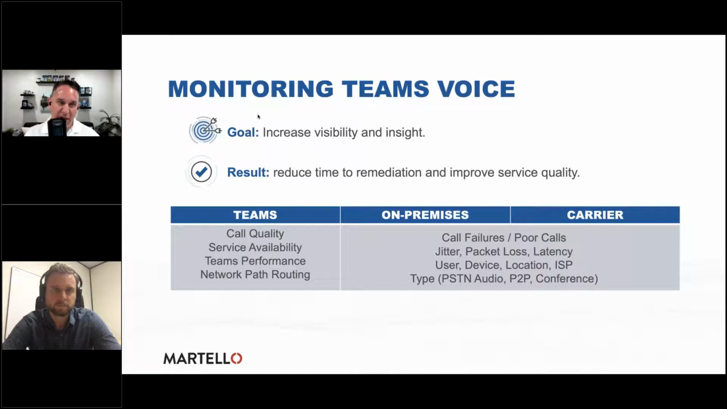So Rob, let's talk a little bit about it. And again, I got a couple questions here for you. Let's talk about why we're not using PSTN, SBC, or PBX specific metrics. I kind of outlined it a little bit, but maybe you can dive into it a little bit more.